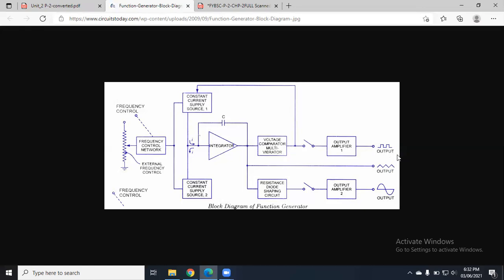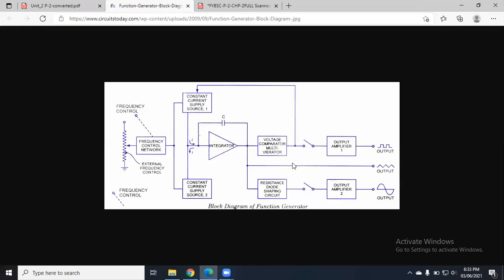Now, what is the function of the voltage comparator and multivibrator? It is going to produce the square waveform with the help of the triangular wave. See, the output of the integrator, which is a triangular wave, is connected to the voltage comparator or multivibrator. What will this circuit do? This circuit will convert that triangular wave into its equivalent square wave output. There is an output amplifier. Now what is the need of the amplifier over here? The basic function of an amplifier is to amplify the signal. Correct. Whatever output we get at this point, that signal will get amplified with the help of this output amplifier 1, and the output will be produced at this position.